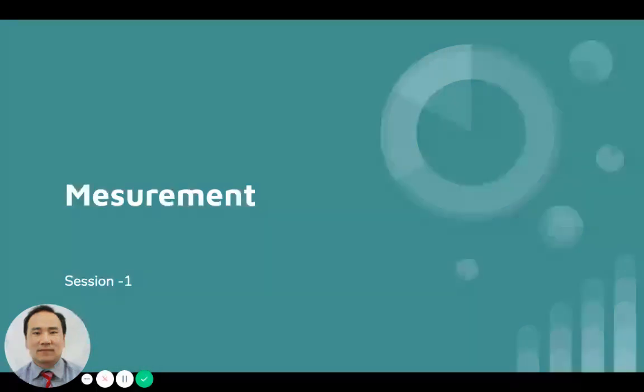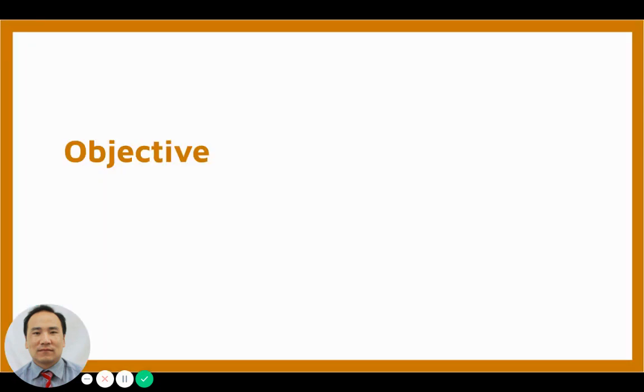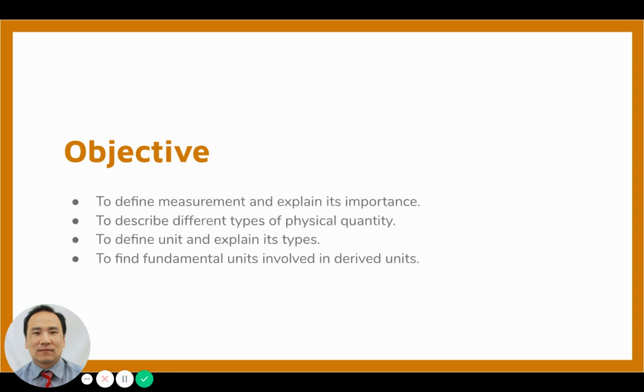Hello everybody, welcome to session 1, chapter measurement. The objective of this video is to define measurement and explain its importance, to describe different types of physical quantity, to define unit and explain its types, and to find fundamental units involved in derived units.